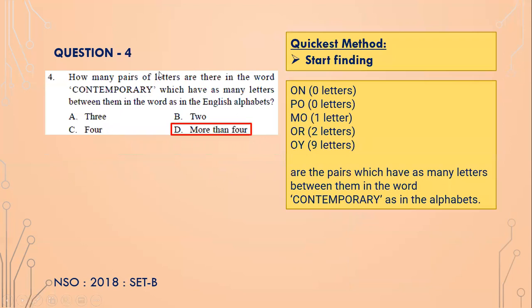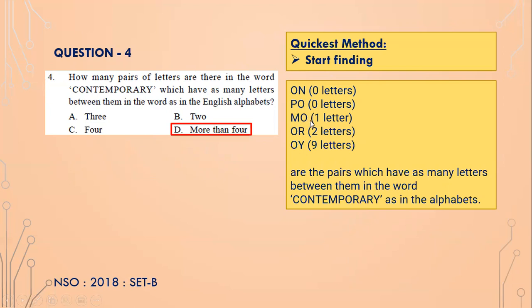How many pairs of letters are there in the word contemporary, which have as many letters between them as in the English alphabet? O-N, M-N-O, 0 letters in the word as well as in the English alphabet. P-O, 0 letters here, and in the English alphabet also 0 letters. M-N-O-P, M-O, 1 letter.